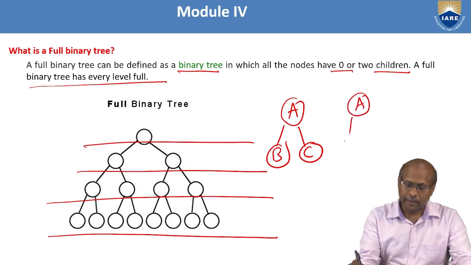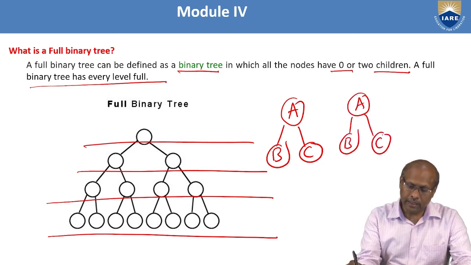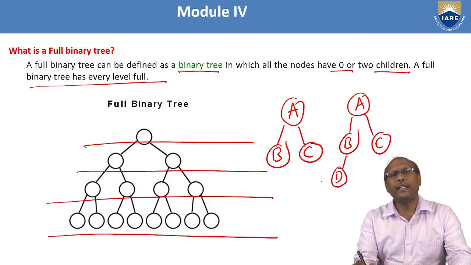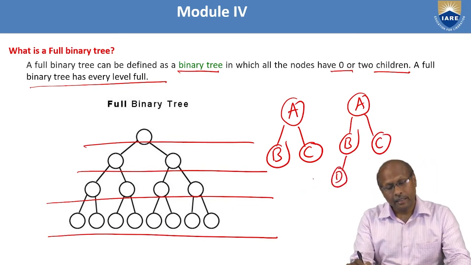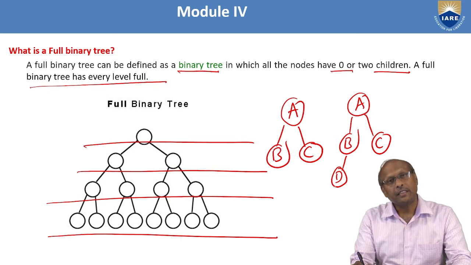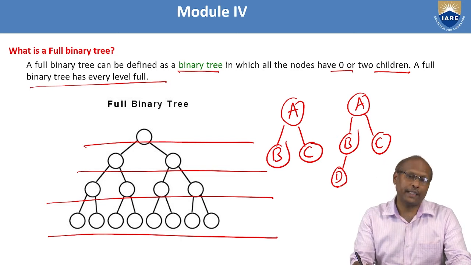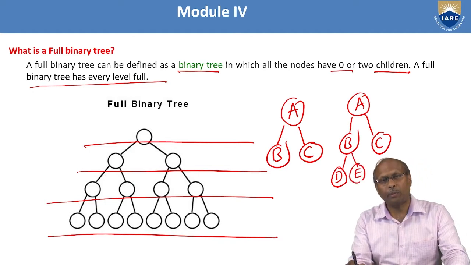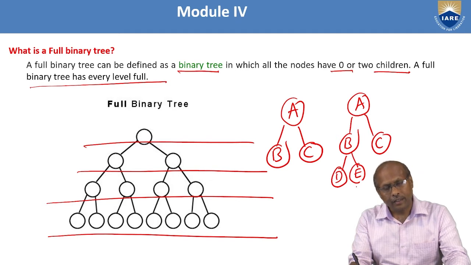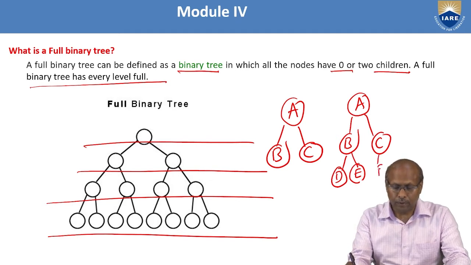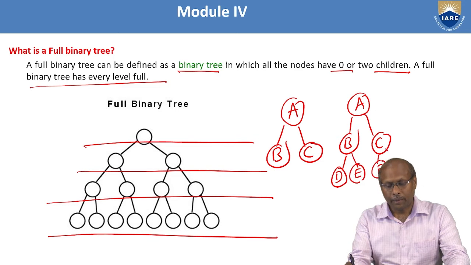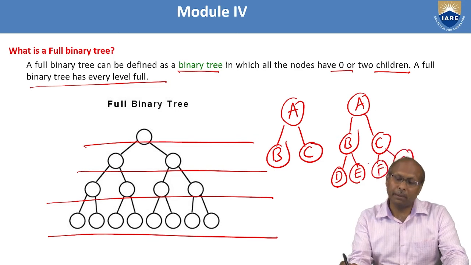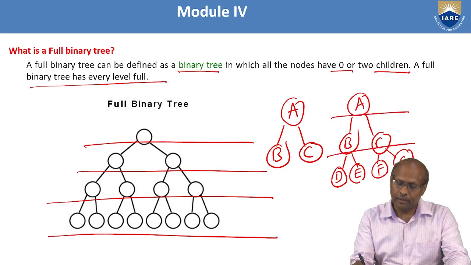If I say A, B, C, D, is it a full binary tree? No, it is not a full binary tree. It is a binary tree as well as a complete binary tree, but not a full binary tree. But if I say E, is it a full binary tree? No, it is also not a full binary tree. It is only a complete binary tree. Similarly, if I say F, it is a complete binary tree. But if I say G, yes, it is a complete binary tree, and at the same time a full binary tree also, because every level is filled.